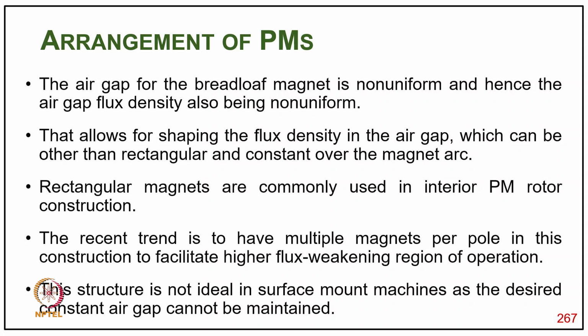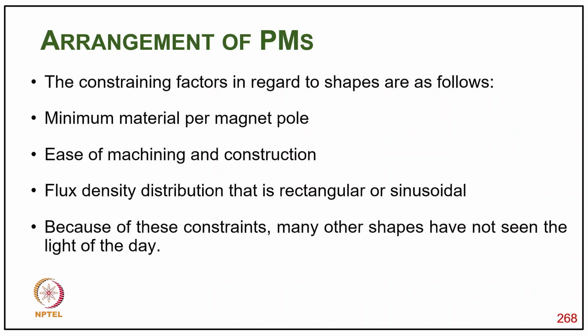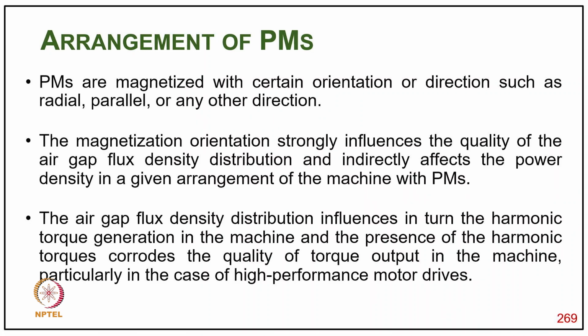The recent trend is to have multiple magnets per pole in the construction to facilitate a higher field weakening region of operation. This structure is not ideal for a surface mount machine, as the desired constant air gap cannot be maintained. The constraining factors in this regard are the minimum material per magnet pole, ease of machining and construction, and flux density distribution that is rectangular or sinusoidal. Because of these constraints, many shapes have not seen the light of day.